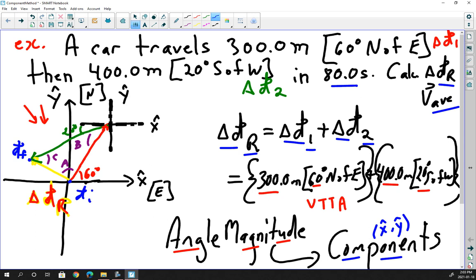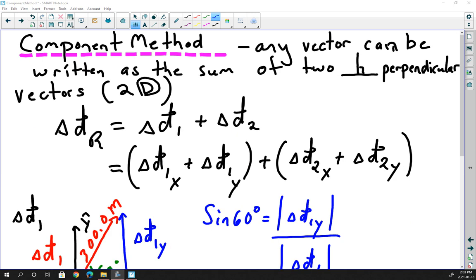Let's take a look at that. So here we have it, the component method. Very important. You'll be using the component method for the entire course. Why? Because any vector, not just displacement vectors, any vector you can think of, displacement, velocity, acceleration, force vectors, you name it, any vector can be written as the sum of two perpendicular vectors in 2 dimensions.